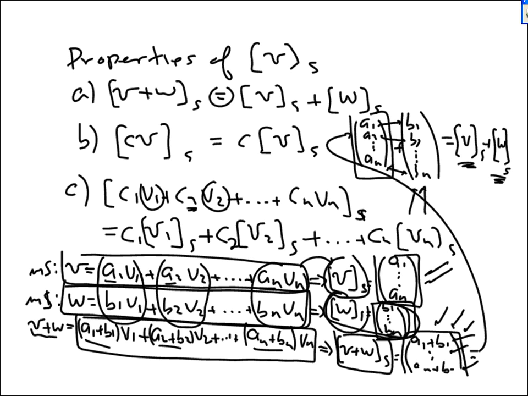I added v and w. So I had a linear combination of the basis in s, so it gave me the coordinates of the vector v plus w in s. It was this mess over here. But this mess over here just happened to be the sum of these two, which equals that. So it's the sum of these two. That was the proof of A. The proof for B is very similar.